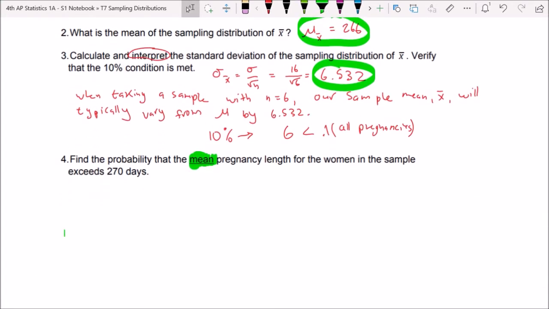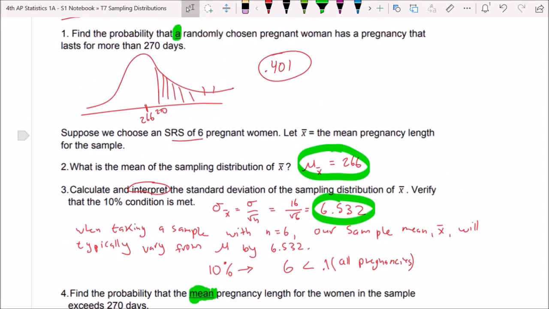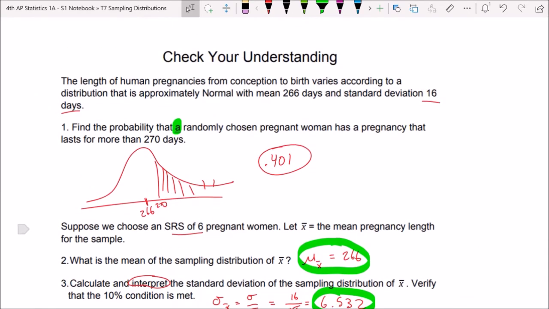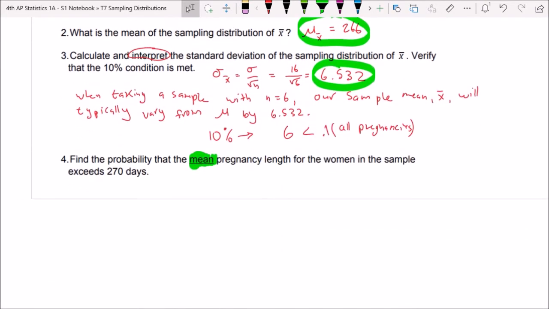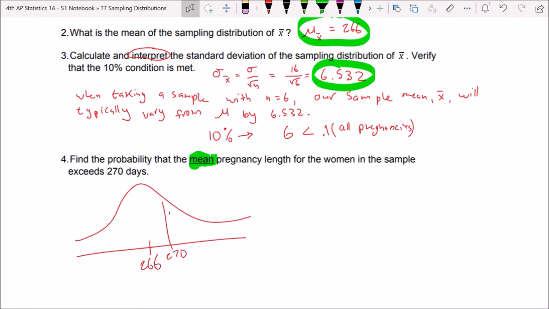So let's draw this out. We know that it's approximately normal. Why? Because up here they said that the actual distribution is approximately normal, and anytime the actual distribution is approximately normal, the sampling distribution will always also be approximately normal. So let's draw this out. So 266 in the center, 270. Now the picture looks the same so far, so you might think, well, it's the same answer. Not so fast. The standard deviation on this one is 6.532, because this is the sampling distribution.